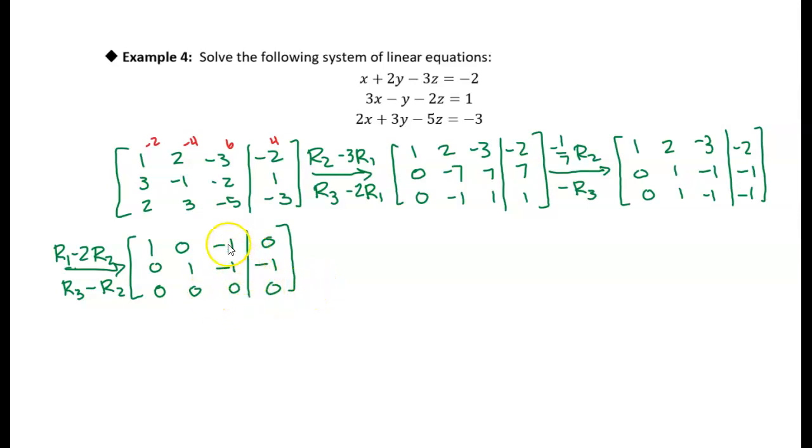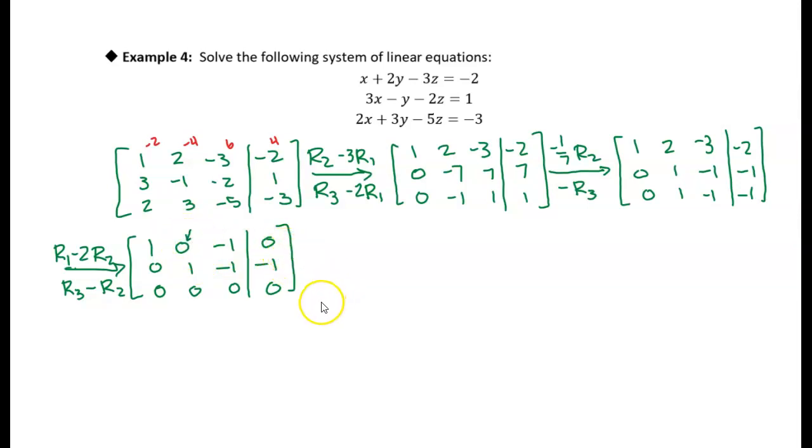Now there's not really much I can do to zero out this element right here in the first row, third column, because if I try to take row 2 and I add it, or subtract it from row 1, then I end up messing up my 0 that I worked hard to get right here.